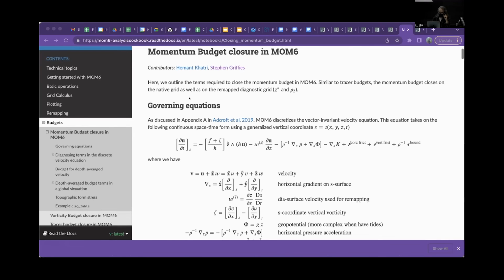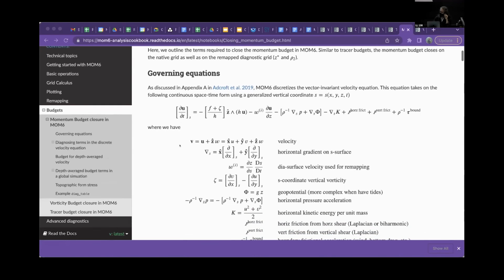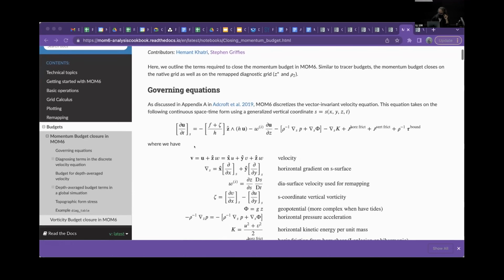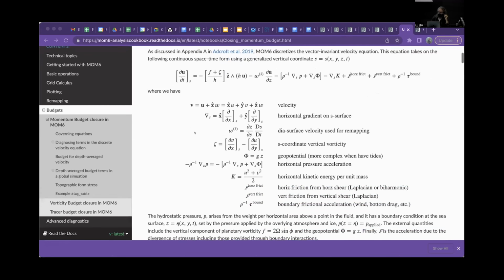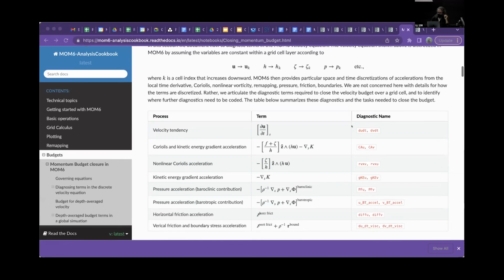The model time steps these equations, but saving these terms when you have split explicit time stepping, when you have thicknesses that vanish, it just takes getting your head into Hallberg's head and figuring out what he was doing. And that's tough. But we did it. As far as I know, we've got a closed budget for the velocity equation. And here are the terms for the diagnostic names that we put into the diag table.